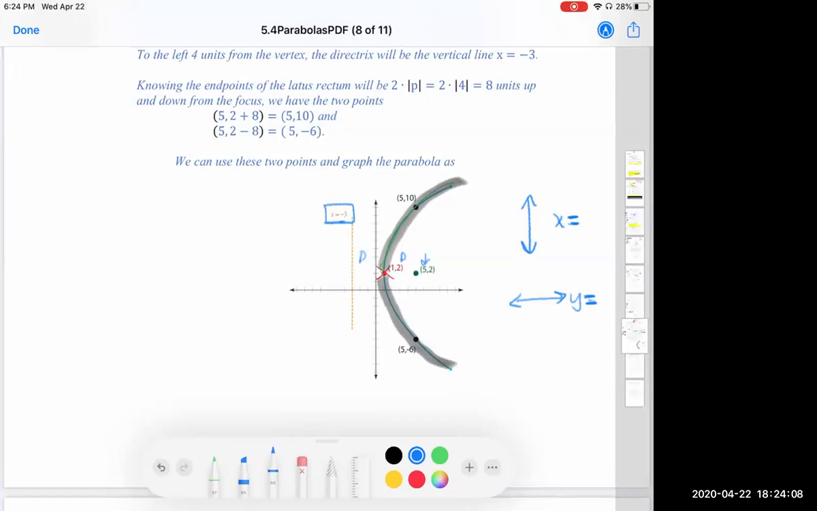Lastly, we use our latus rectum, and we multiply 2p to give us how many units to move from our focus. So we have 2 times 4 gives us 8. So we move 8 units up or down from our focus point. So we have a focus point of 5, 2. We move it up and down. So we're going to add 8 units to our y. So 2 plus 8 gives us 10, 2 minus 8 gives us -6. So I have 5, 10 and 5, -6.